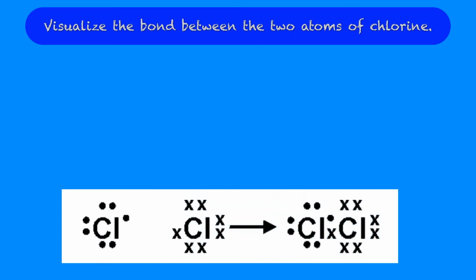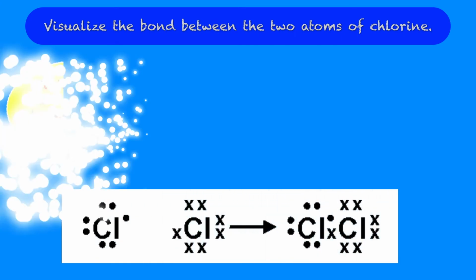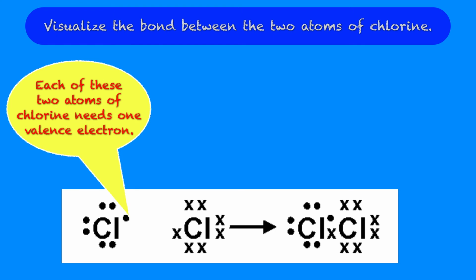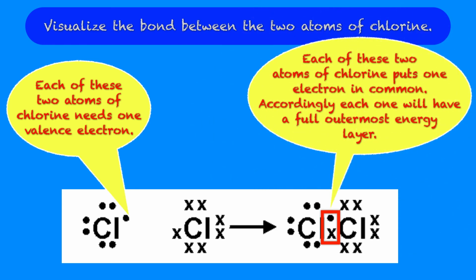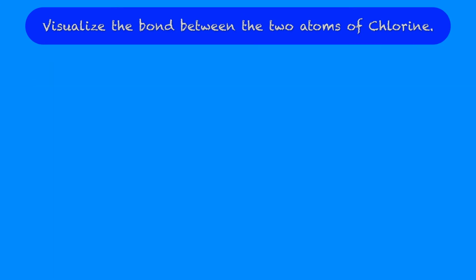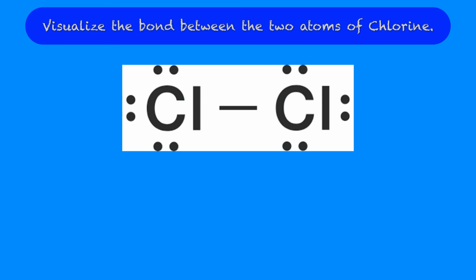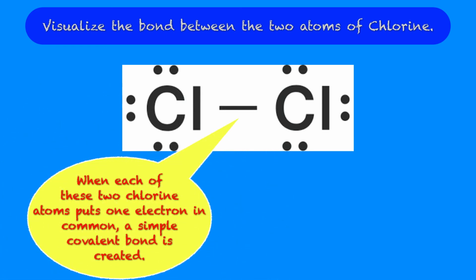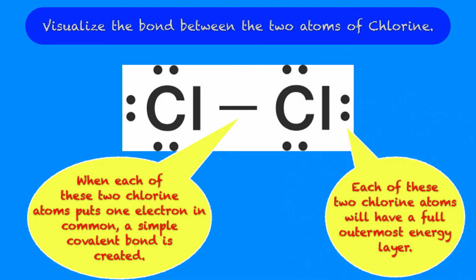So, this picture shows clearly that each of these 2 chlorine atoms needs 1 valence electron. So they share their valence electrons in order to have a full outermost energy layer. Now, when each of these two chlorine atoms puts one electron in common, a simple covalent bond is created. Accordingly, each of these two chlorine atoms will have a full outermost energy layer.